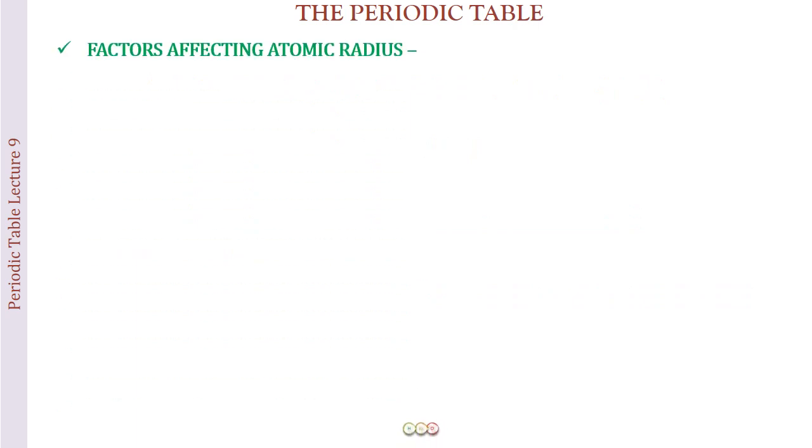So we will start the lecture with the factors affecting atomic radius. But before I tell you what are these factors, let me make one thing very clear to you. All these factors are not going to affect the atomic radius singly. There is going to be a cumulative effect of all these factors that we are going to study. We are going to study 4 of them, and all of them are going to have a cumulative effect on the atomic radius. Please always do remember this.